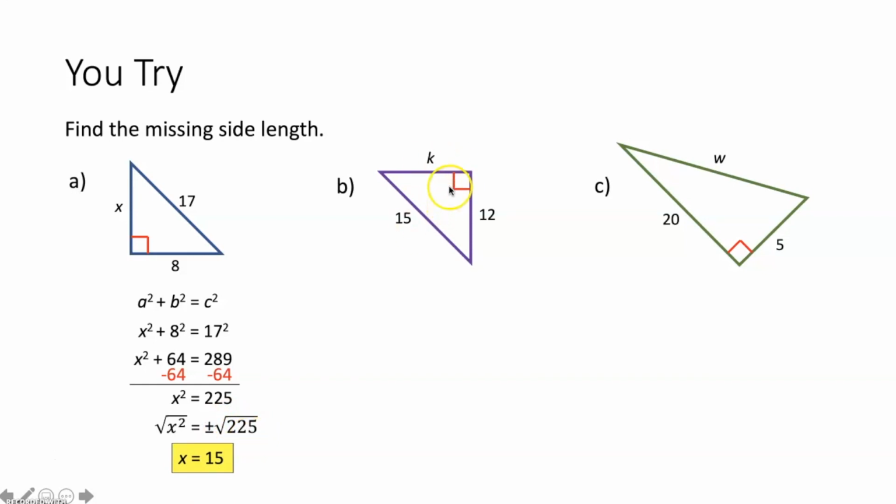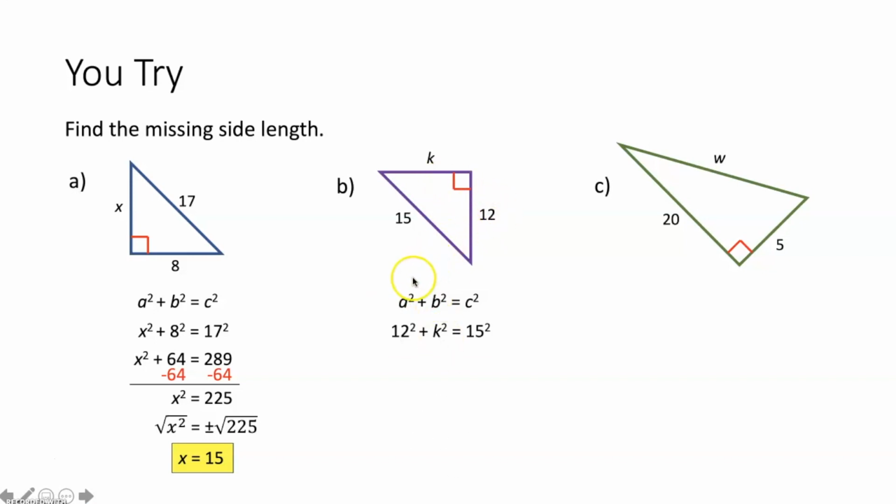Part B, doing the same thing, we are finding the missing side length of a right triangle, meaning we need to use the Pythagorean theorem. A squared plus b squared is equal to c squared. The a and the b are going to be the length of your two legs, the sides adjacent to your 90-degree angle. The hypotenuse has to be your c value, the side opposite the 90-degree angle. So 15 is going to go in for c. K and 12, it doesn't matter which one goes in for a or b. You'll get the same answer either way.